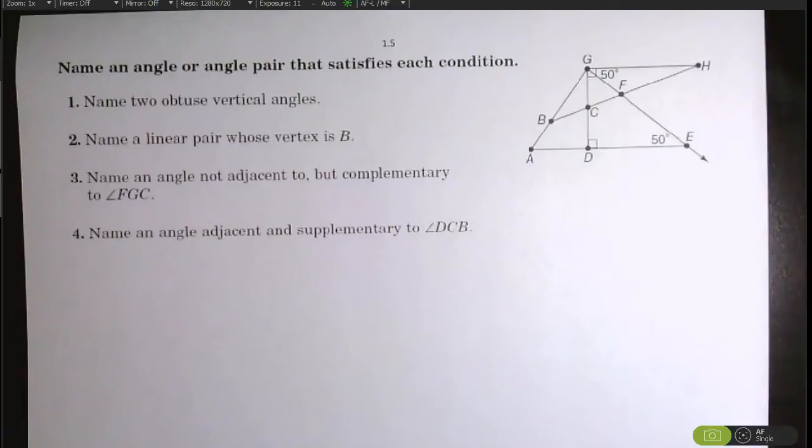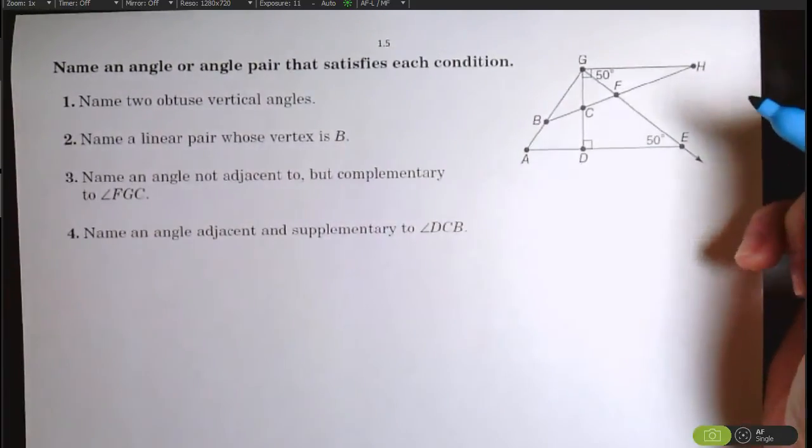Okay, so here's some extra homework help for section 1.5. This is all about, again, angle pairs and special angle types. Number one: name two obtuse vertical angles.